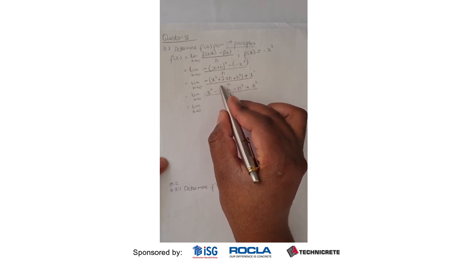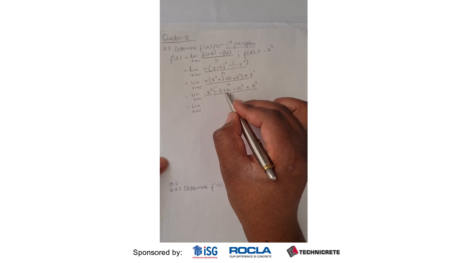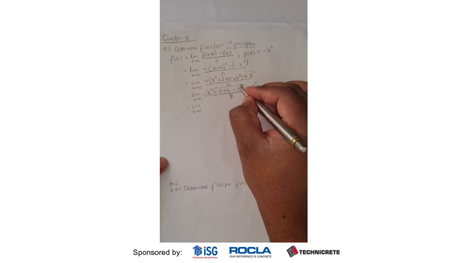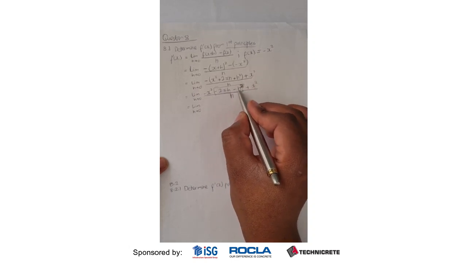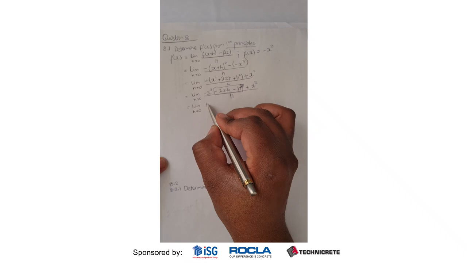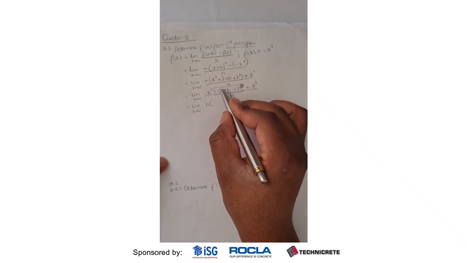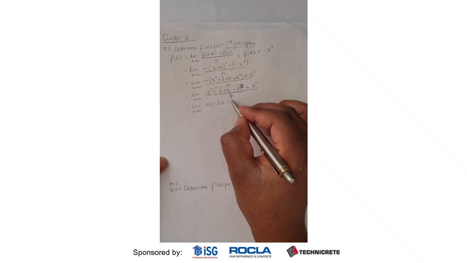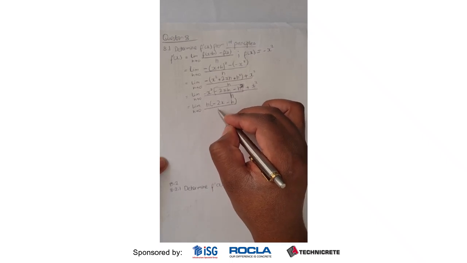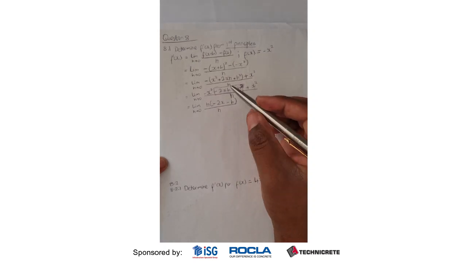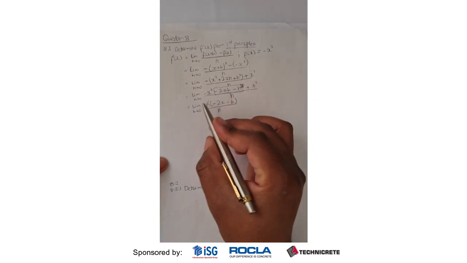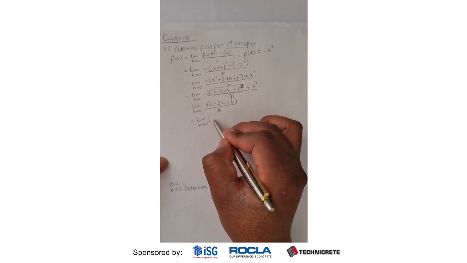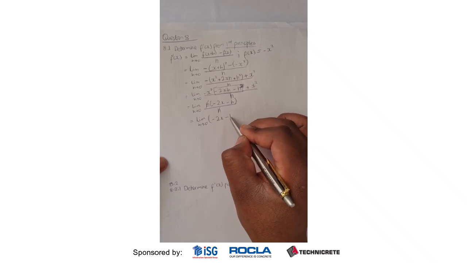What we can see from what we are left with is that it has a common factor of h. After taking out h, we are left with negative 2x minus h. So all we did there was take out the common factor. This h can cancel with that h, and it becomes the limit as h tends to 0 of negative 2x minus h.